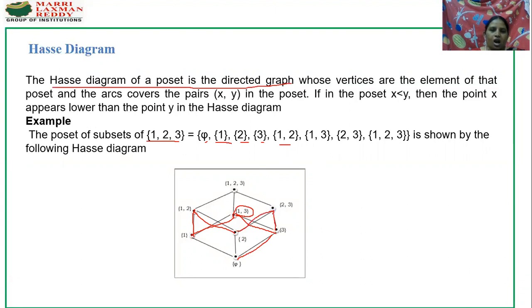Then you can draw the arc. Okay, how to draw the arc? Some set of pairs of elements. Then {1, 2, 3}. So here {1, 2} is there, {2, 3} is there. So you can join {1, 2} and {2, 3}. Then it is {1, 2, 3}. It is the Hasse diagram. A Hasse diagram consists of vertices. The vertices represent the set of elements. Then the arcs represent the relation between the elements.